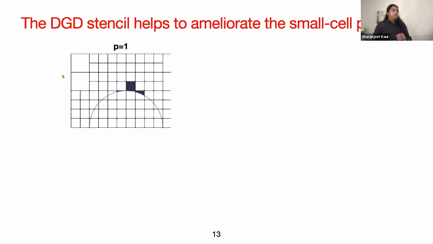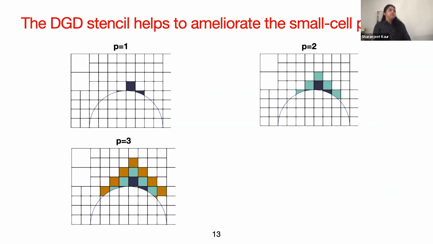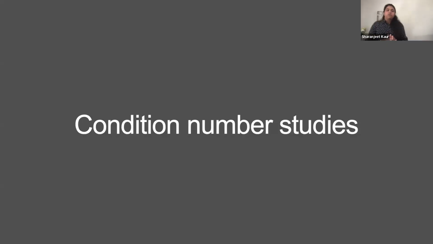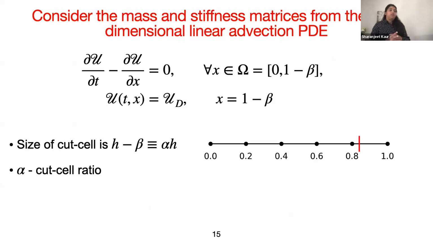And this can be further seen because here I'm showing an example of stencil construction. We have a very small cut cell, which is hard to see, but it is supported by the neighboring elements. And this is a degree 1 discretization. In order to achieve high order accuracy, we add more and more elements to the stencil, which means that as we go from P1 to 4, we add more and more neighboring elements. And you can see that this cut cell is being supported by several neighboring elements. Okay, so this was all the hypothesis. Now, in order to verify that hypothesis numerically, we perform condition number studies.